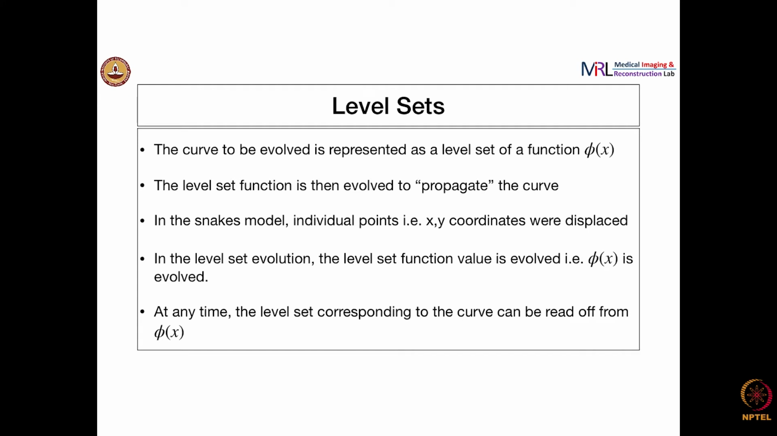So what we do here is that we embed the curve that we are trying to propagate into this level set function, typically denoted by phi. Okay, and we actually evolve the level set function. That is, the function is evolved to propagate the curve.